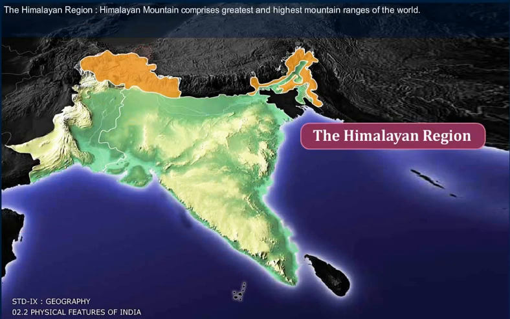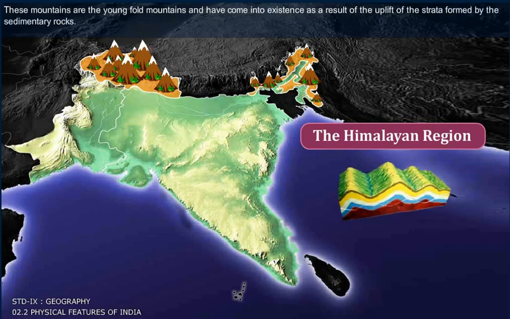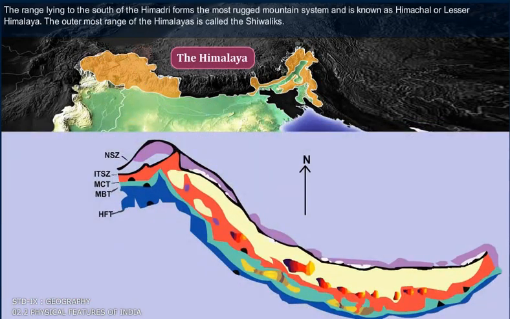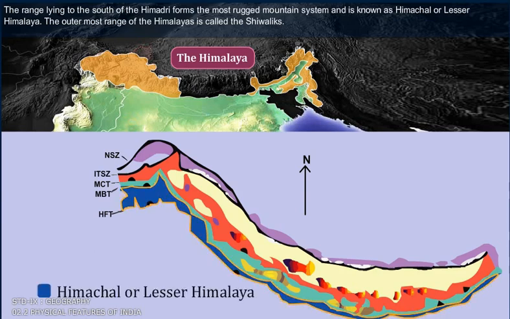The Himalayan region. The Himalayan mountains comprise the greatest and highest mountain ranges of the world. These mountains are young fold mountains and have come into existence as a result of the uplift of the strata formed by sedimentary rocks. The range lying to the south of the Himadri forms the most rugged mountain system and is known as Himachal or Lesser Himalaya.